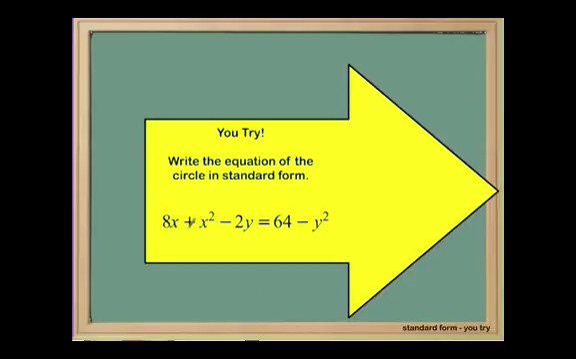You should have ended up with x plus 4, quantity squared, plus y minus 1, quantity squared, equals 81. If you didn't, don't worry, we'll discuss it in class tomorrow. Just be sure to make note of any questions you may have.